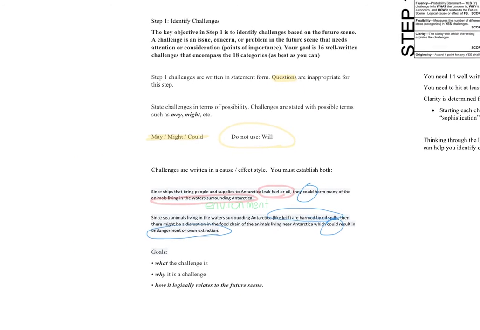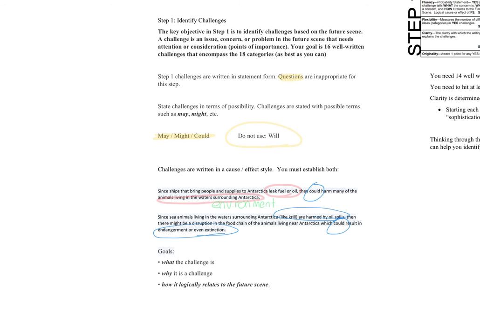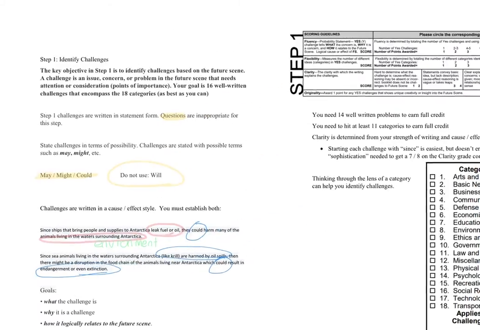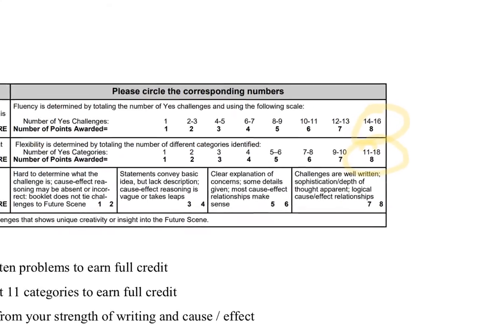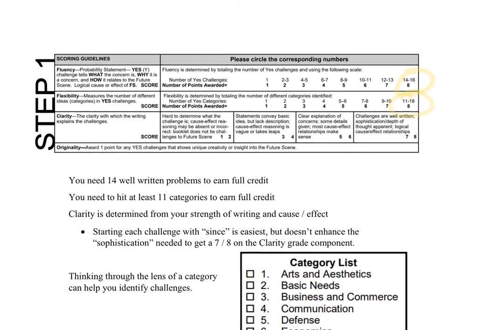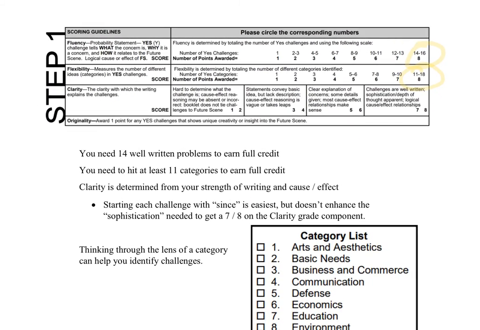Like here, both of these relate to environment, so as long as they're different enough to not be considered duplicates of one another, they could contribute to the 14 to 16 properly written problems for you to get the full credit. So you don't have to hit all the categories. You can just hit a minimum of 11 and still get the full credit.